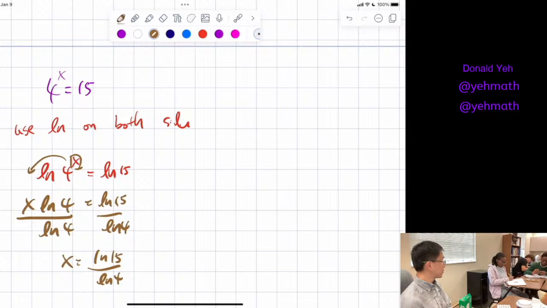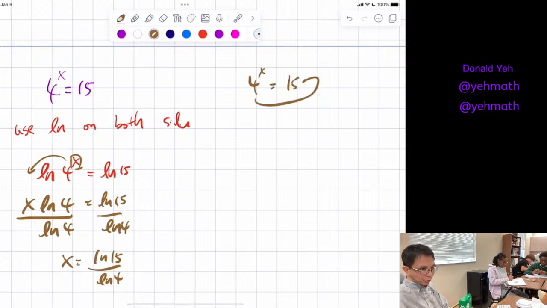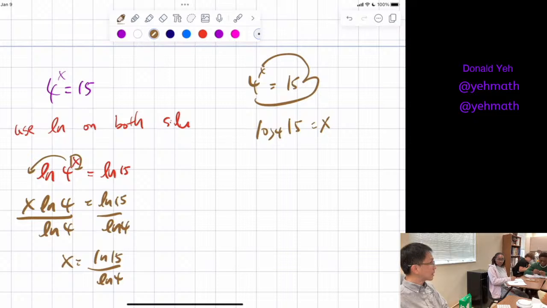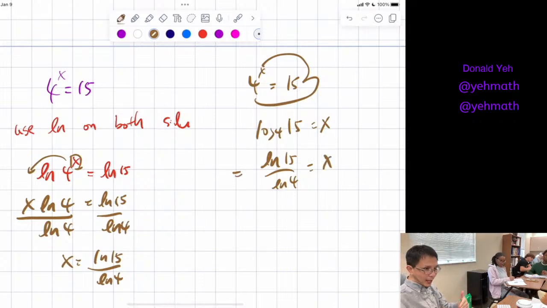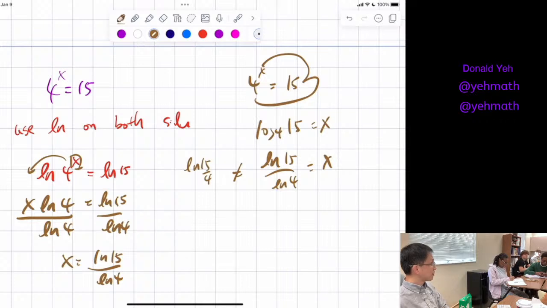There's a second way to do this question. What is the second way? 4 to the x equal to 15. I can draw a heart. So be log 4 of 15 equal to x, right? That becomes the logarithm form. If I have logarithm form, can I just use change in base here? But remember, it's two natural log. It's natural log 15 over natural log 4. They are not equal to each other. Please do not say this. They're not the same. So make sure they're not the same.